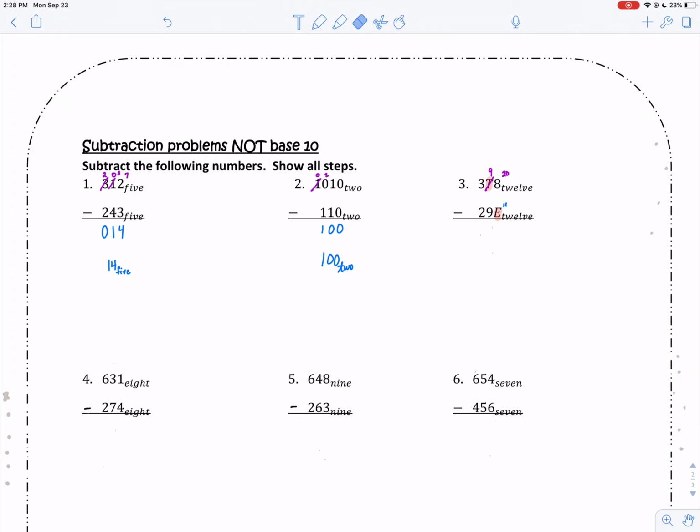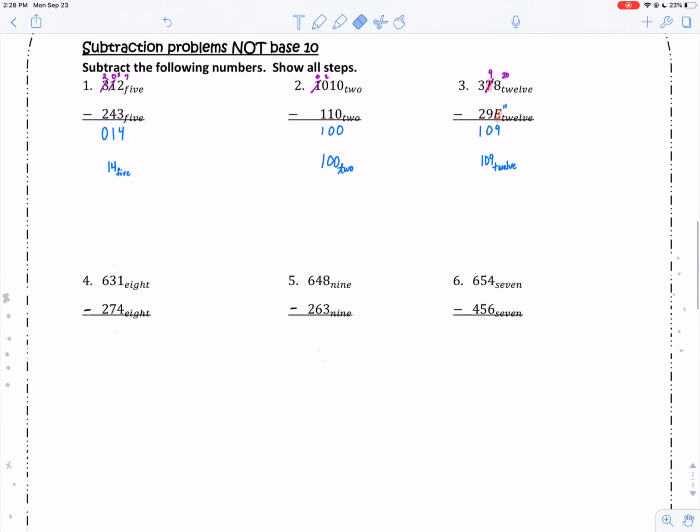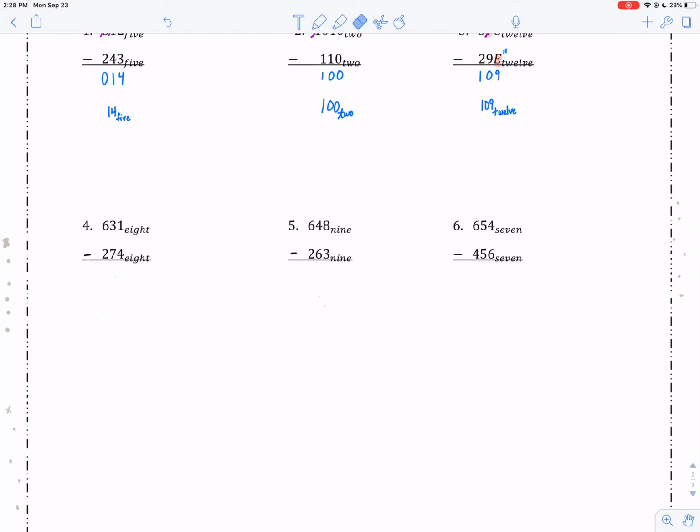So 20 minus 11, that's going to give me 9. 9 minus 9, I can do that. That's a 0. And then 3 minus 2 gives me 1. So my answer is 109 base 12. Let's keep going. Number 4. This time we're in base 8.